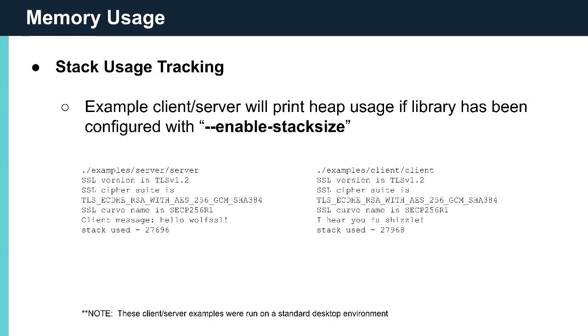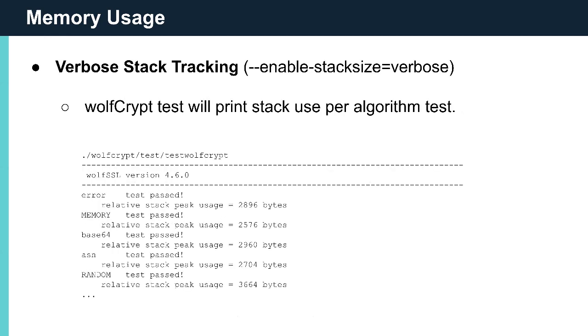You can see here on the left is the server running and on the right is the client running, and at the bottom, it prints out stack used. That'll change depending on the system you're running on. Sometimes types and structures can be larger if you're on a standard desktop or server system. For verbose stack tracking, you can do enable stack size equals verbose. Running the wolfCrypt test then will print out relative stack usage for each algorithm.